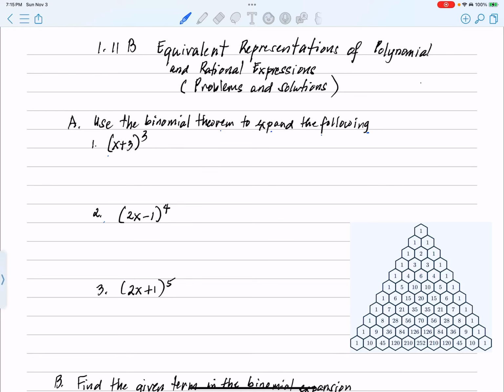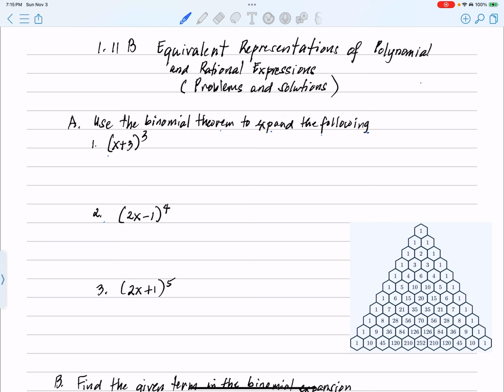Matematika. Today we're going to do problems and solutions of 1.11b, equivalent representation of polynomial and rational expression. We'll start with the first set. Use the binomial theorem to expand the following. We have x plus 3 raised to the third power.